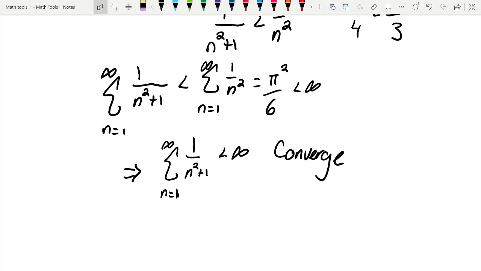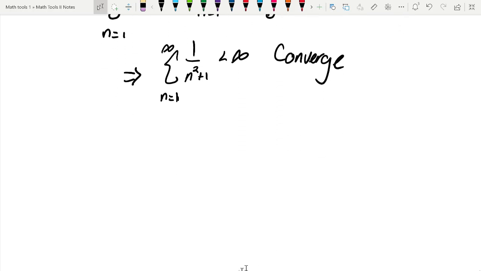Now, this doesn't give us a way to find out what it converges to, of course. But I'll reiterate, oftentimes we're really just concerned about if it converges at all. So let me write down the actual test here, and then we'll do some more examples.